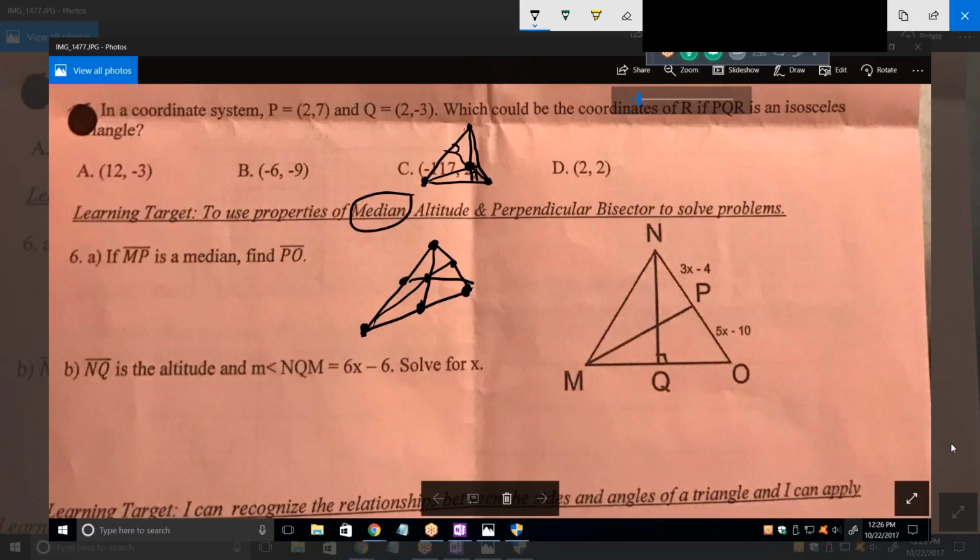Perpendicular bisectors are particularly useful with an isosceles triangle. It's where you drop an altitude basically and it becomes a bisector. In other words, it bisects that angle and it also is perpendicular to the opposite side.